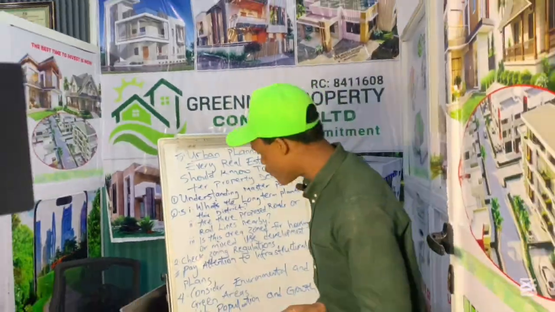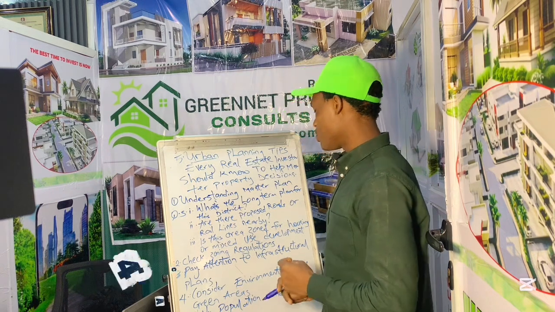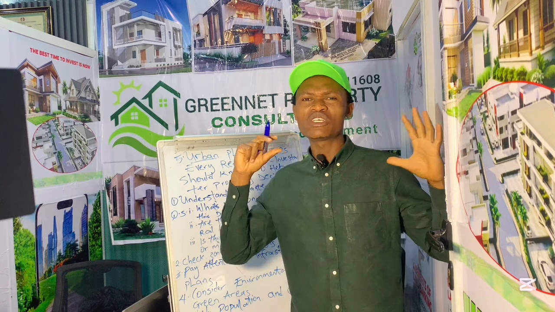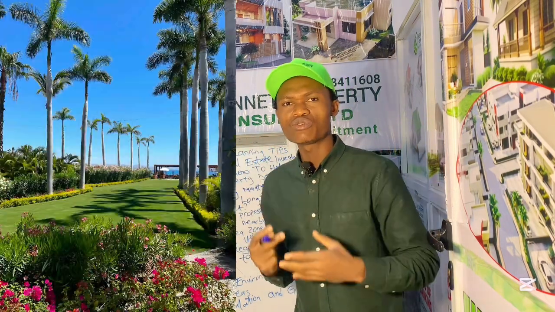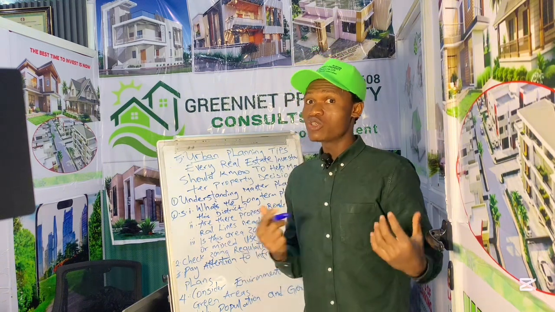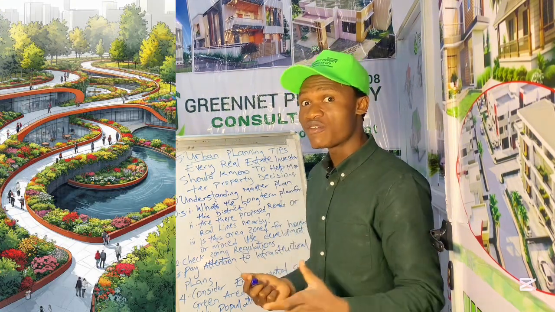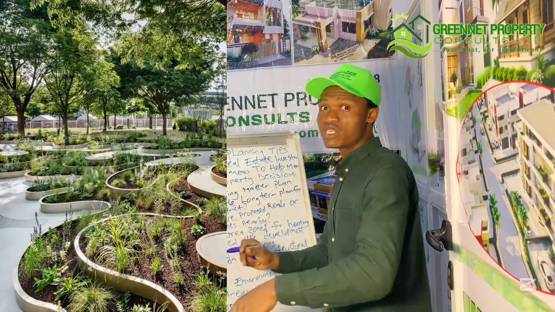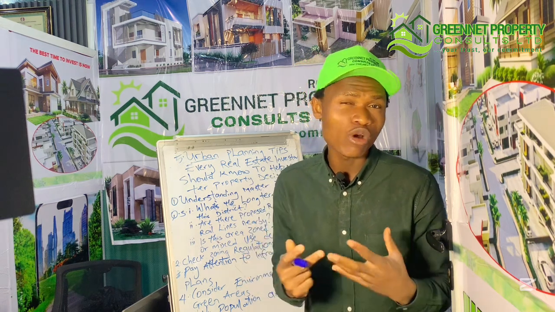So we're going to number 4, where they say consider environmental and green areas. You know, green areas make urban settlements wonderful and beautiful, and green areas are actually large urban parks. They use these areas for large urban parks reserved for water control, maybe flood. These areas are reserved for it. So I will not advise you to buy any green area in any urban settlement.